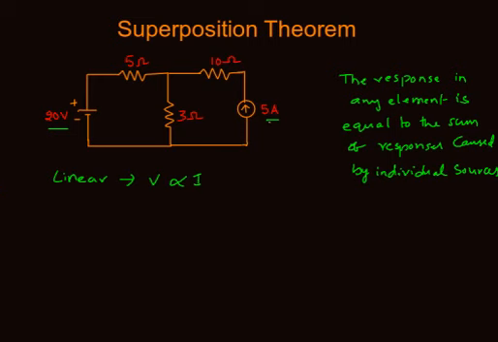So first we will disconnect the 5 amperes. If you want to disconnect a current source, the simple funda is we have to open circuit it. If you want to remove a voltage source, or make it inactive, then you have to short circuit it. That is the simple funda. So first we will remove the 5 amperes current source. Then the circuit will look like this.